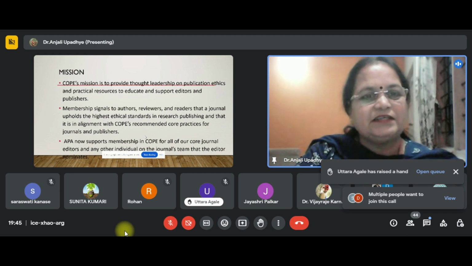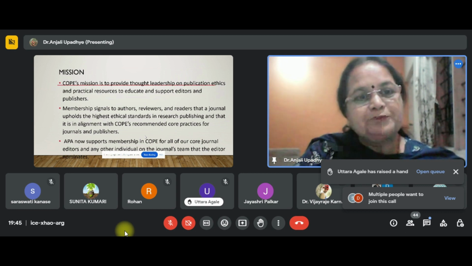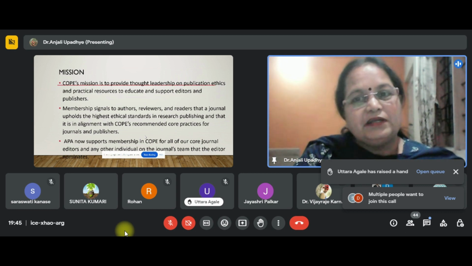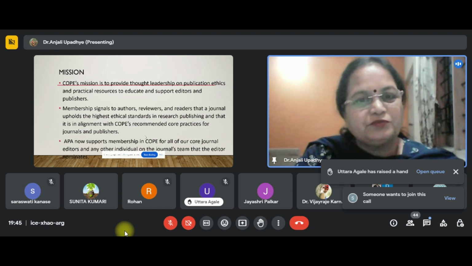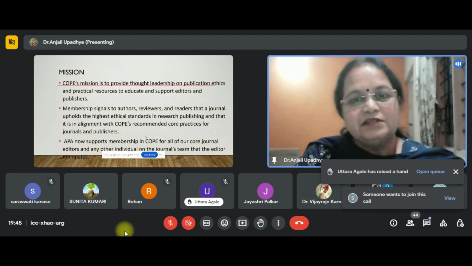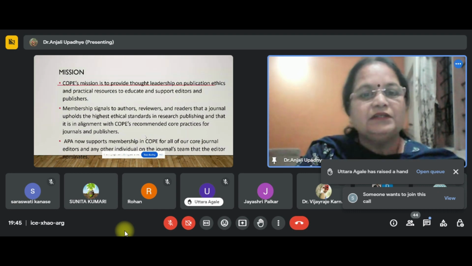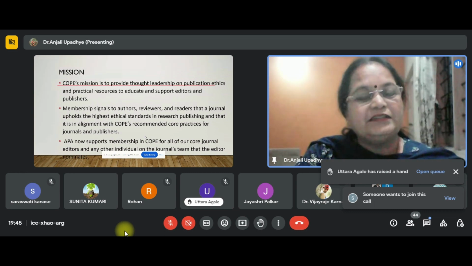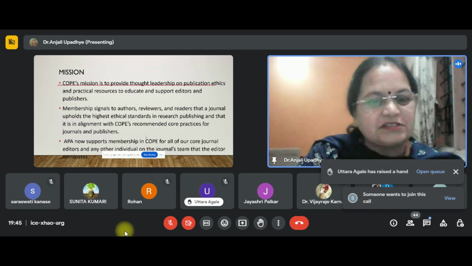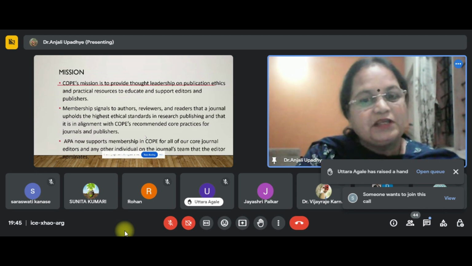Whatever the research data is, at the end we are going to publish it in the final format. For this final format, there should be education on research ethics. So COPE guidelines prepare the highest ethical standards in research publishing, and that supports the journals, the publishers, as well as the authors.